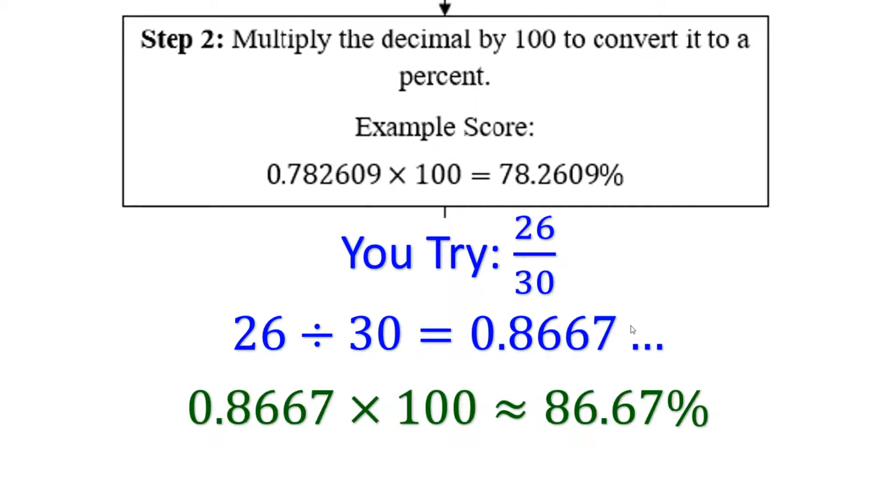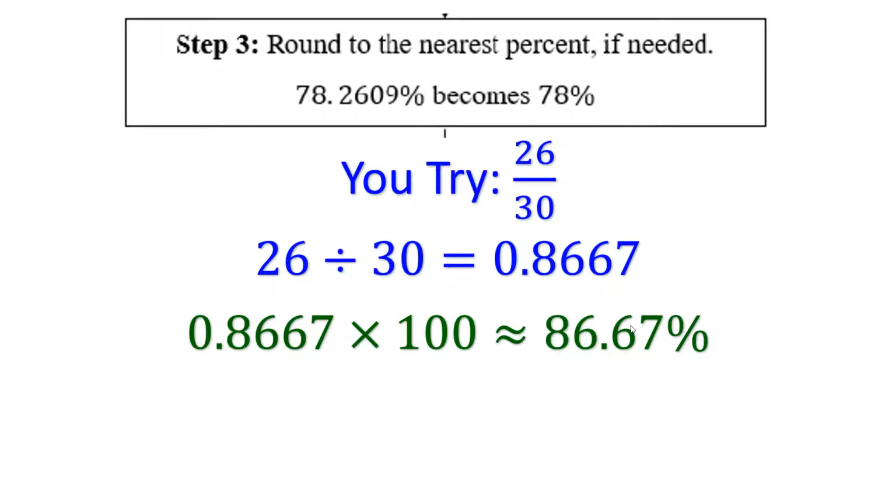Well, you take that value and multiply by 100, it's going to be about 86.67%. And then step three is that we round it to the nearest whole percent. So for the example in your notes, you have 79.2609. Well, to be a whole percent, you look at the whole number. You go to the number to the right.